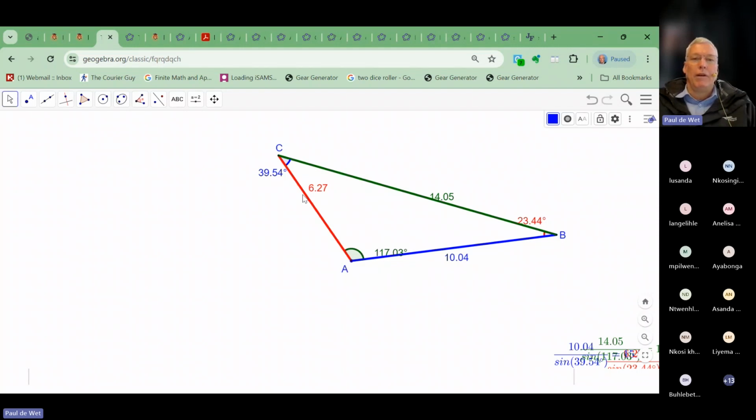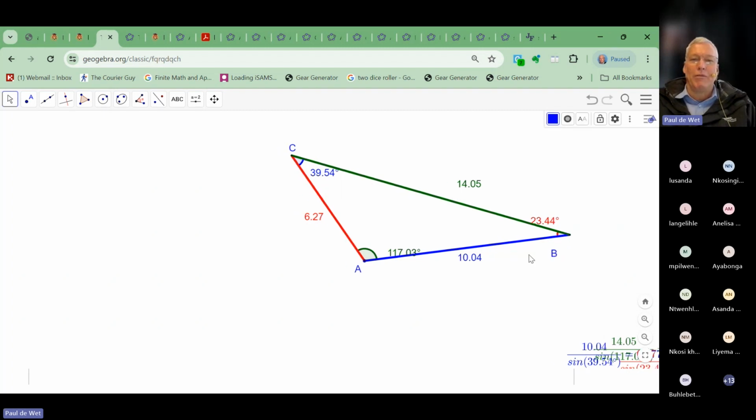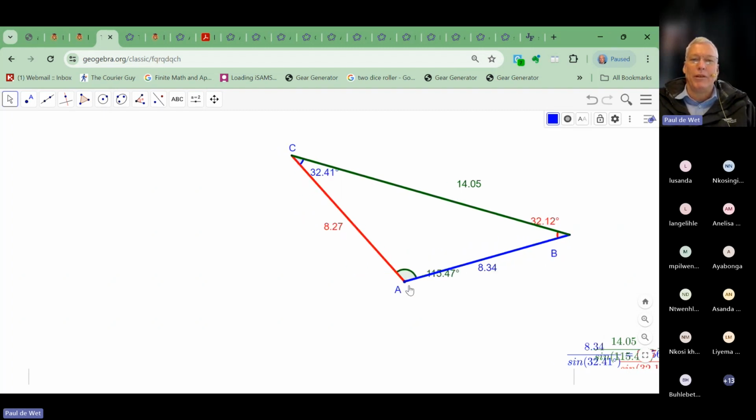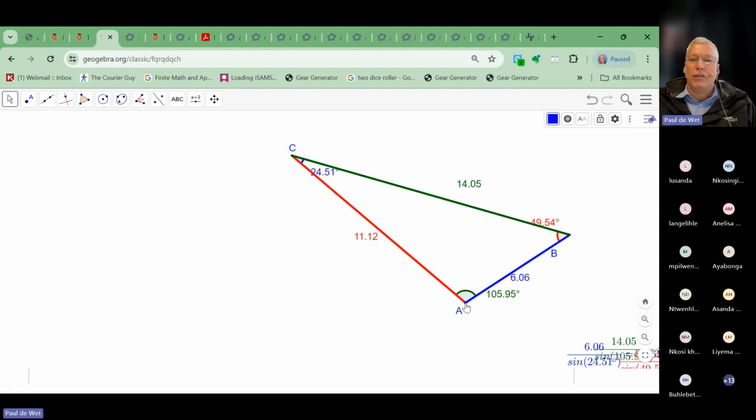Yeah, the blue one's the smallest. There's the side lengths. Something's off, the blue one's not the smallest. Sorry, I'm going to try and make the blue one the smallest. Okay, do you see the blue one is the smallest angle? And the blue side is the smallest side.